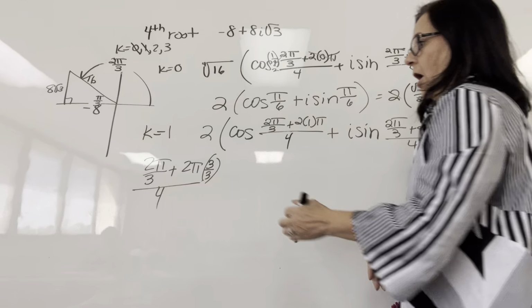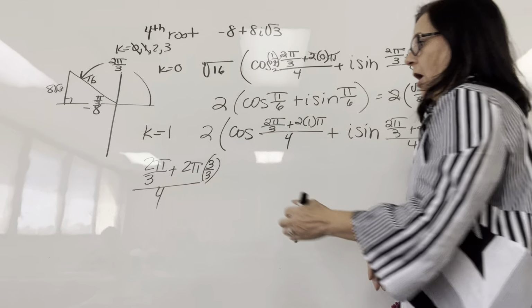What quadrant is 7 pi over 6 in? The fourth quadrant, right? The third. I meant the third. They're both negative. All right. But it's still the pi over 6 number. So the cosine is square root of 3 over 2. The sine is 1/2. What happens? 2's cancel. It's negative square root of 3 minus I.